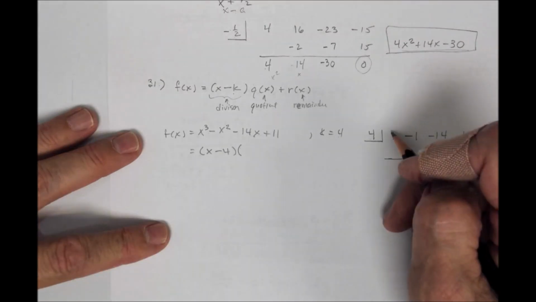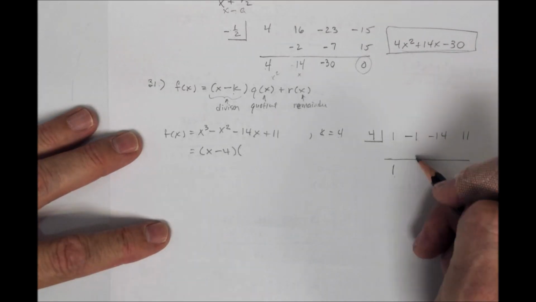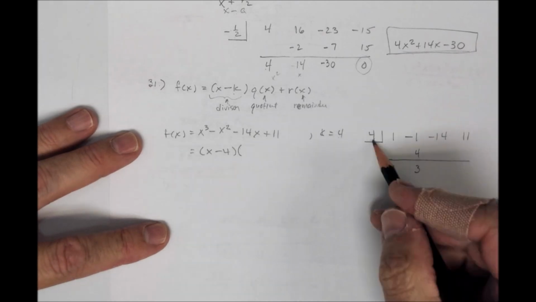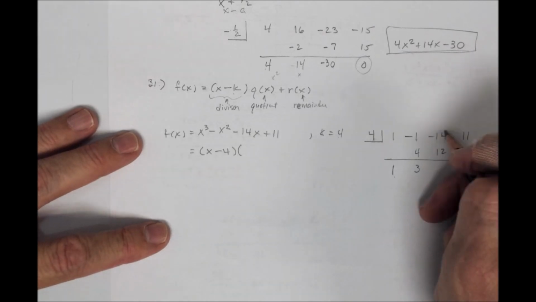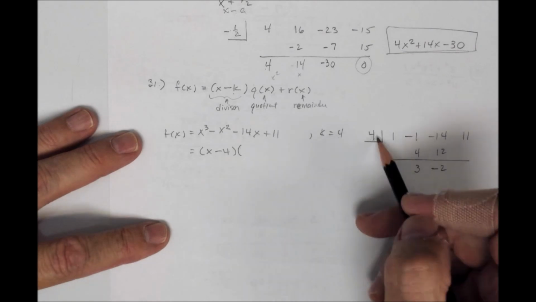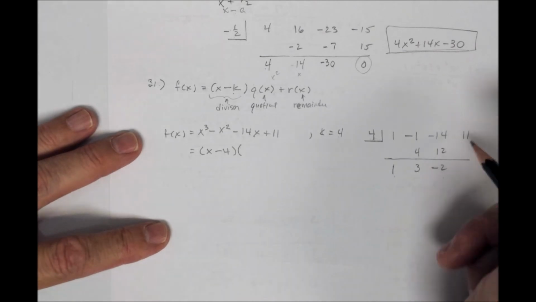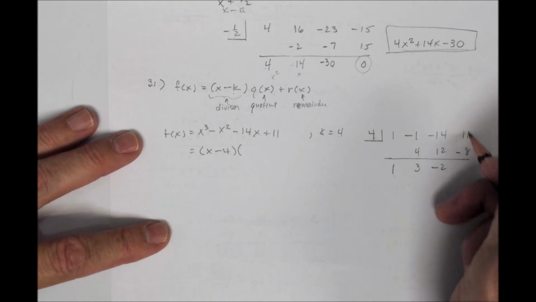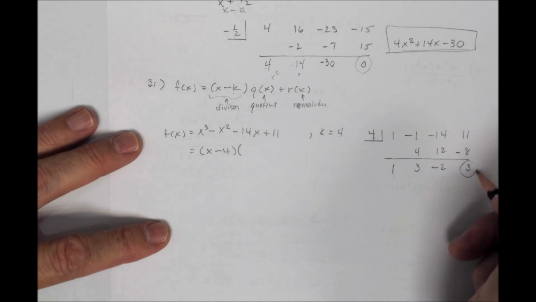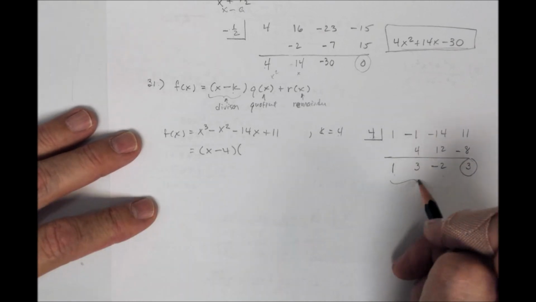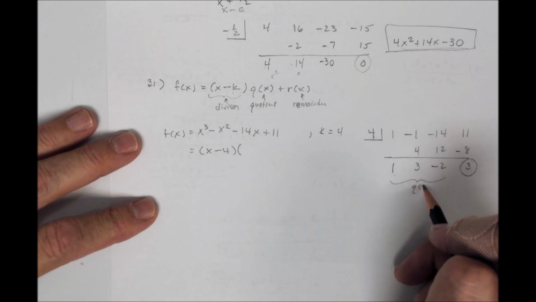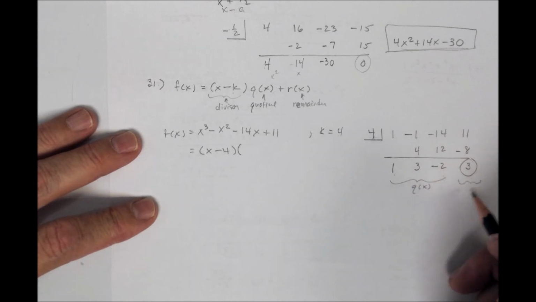So the first number comes down. Then you multiply. That's a 4. Then you add. That's a 3. Then you multiply. That's a 12. Then you add. That's a negative 2. Then you multiply. That's a negative 8. Then you add. That's a positive 3. And I circle that. This part here is the q of x. This part here, the remainder, is the r of x.